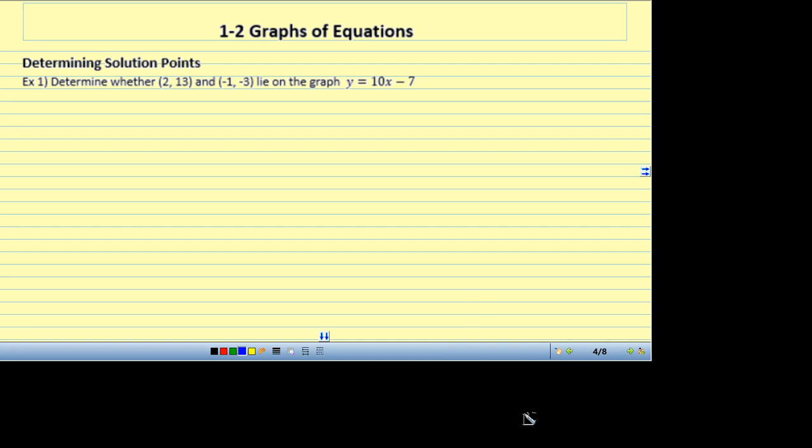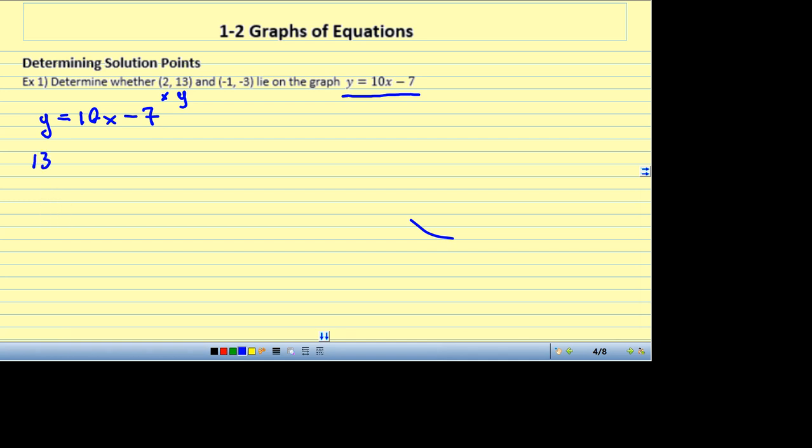So what I expect you guys to do is, we got the equation of y equals 10x minus 7. I'm going to write it right over here. Y equals 10x minus 7. And all you have to do is take (2, 13) to find out whether it lies on the graph. Take (2, 13) and plug it in. So I'm going to call this my x, and this my y, just to remind myself. And now I'm going to plug it in.